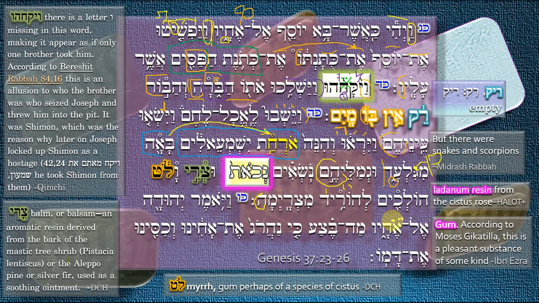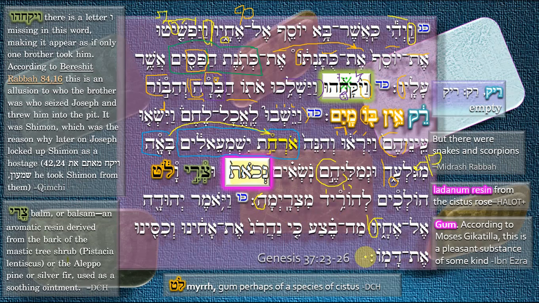Vayomer Yehuda el Echaiv. Then Yehuda said unto his brothers, Mah betza ki naharog et achinu v'chisinu et damo. Sorry for the delay there.